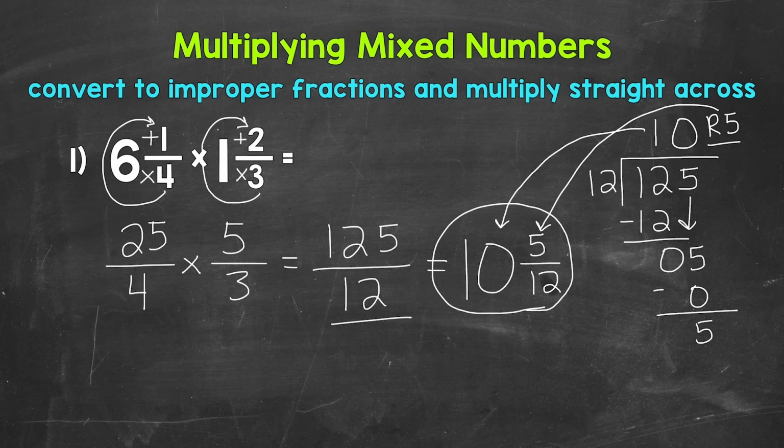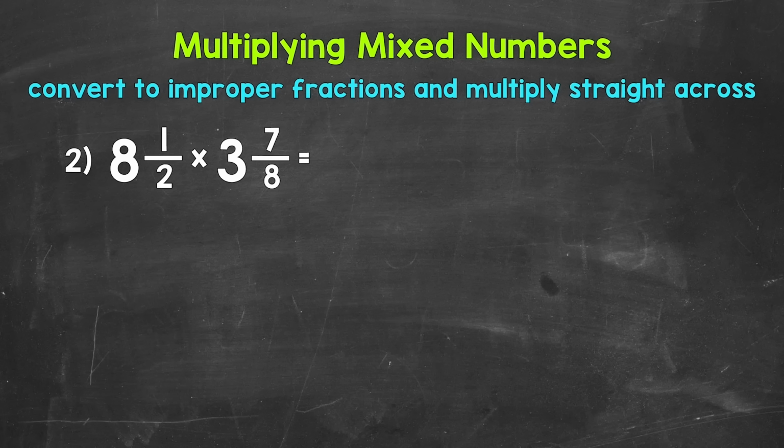Let's move on to number 2. For number 2, we have 8 and 1/2 times 3 and 7/8. Let's start by converting these mixed numbers to improper fractions.